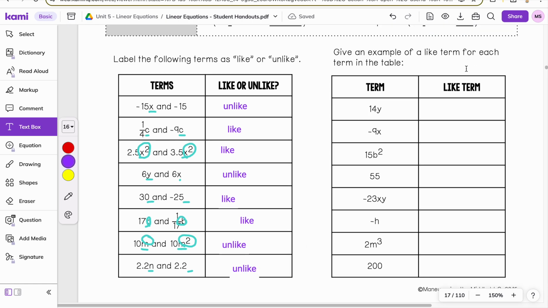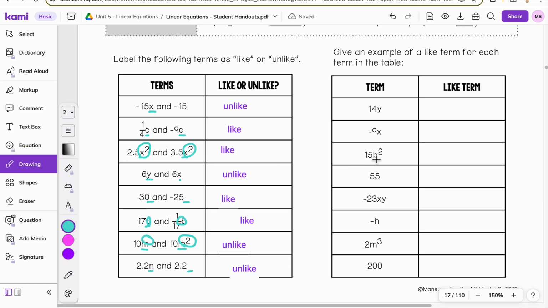On the box on the right, it's asking us to give an example of a like term. I think I did one of them already in the notes. I noticed that this one says b squared. There are an infinite number of correct answers. I could say 3b squared is a like term. Or I could say negative 100. Doesn't matter. Any number, as long as I have that b squared, it is a like term.